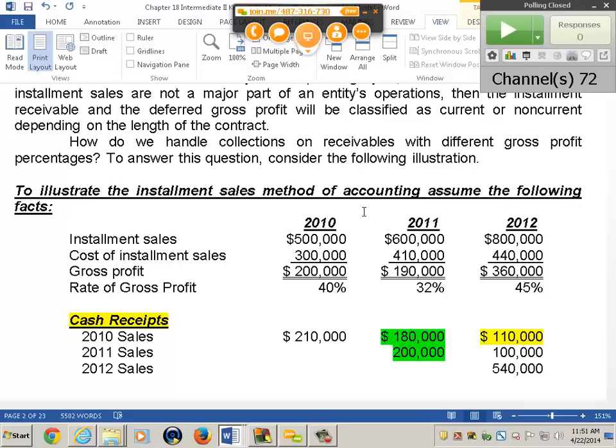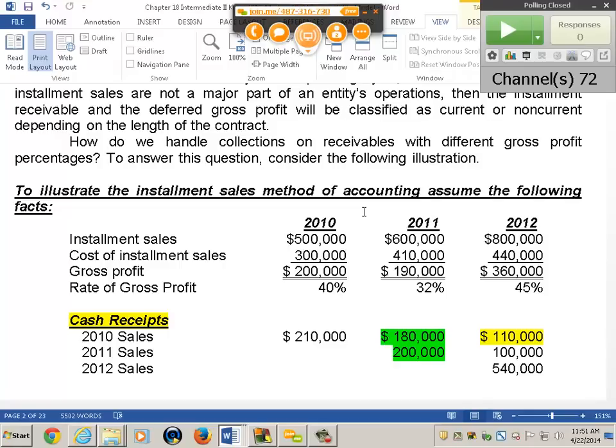you have a debit to cash and a credit to accounts receivable of 110, and you would debit the deferred gross profit and credit the realized gross profit for the 110. Okay, so now you've realized 110 plus 90 is the 200 gross profit. So now it's fully recognized. And that is the cost recovery method.